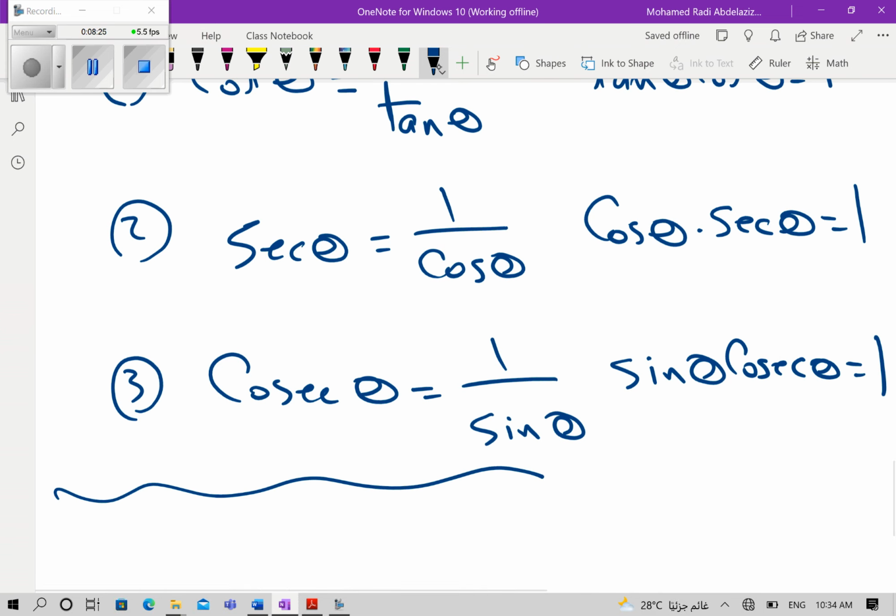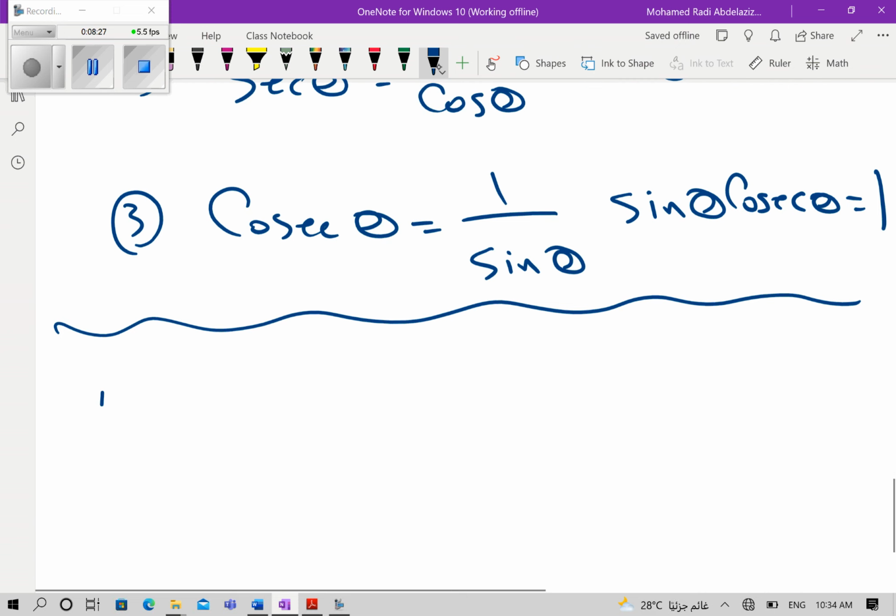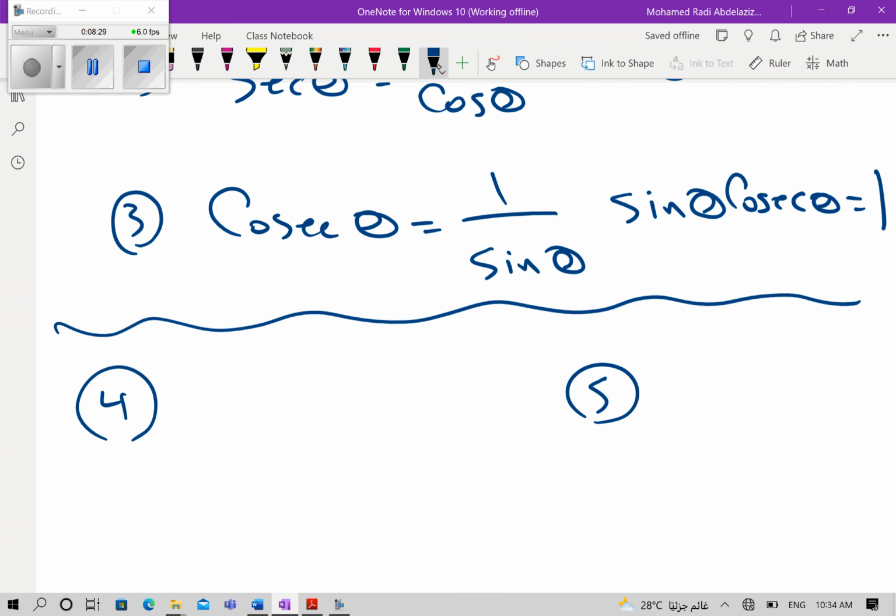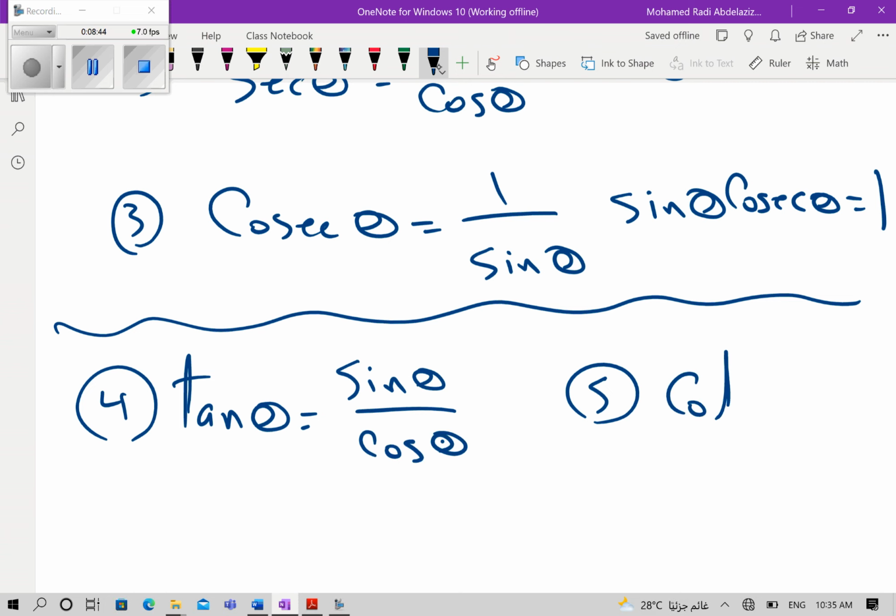Now 3, 4, 5: the relation between tan, sine, cosine, and cotan, cosine, sine. So when I ask about tan theta equals what? Sine theta over cosine theta. So cotan theta is cosine theta over sine theta.